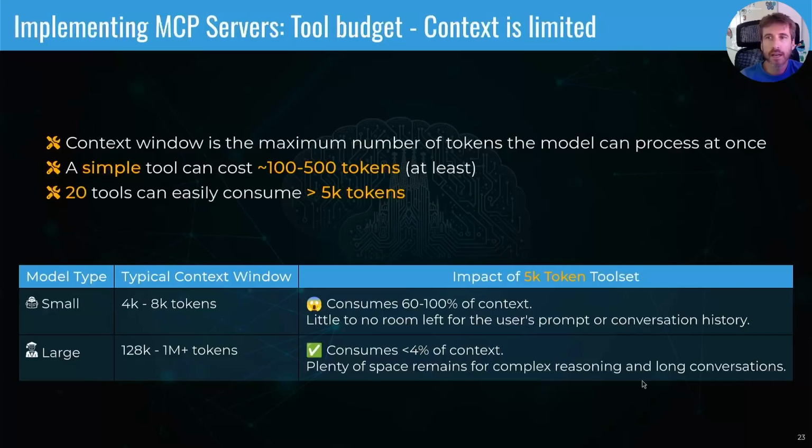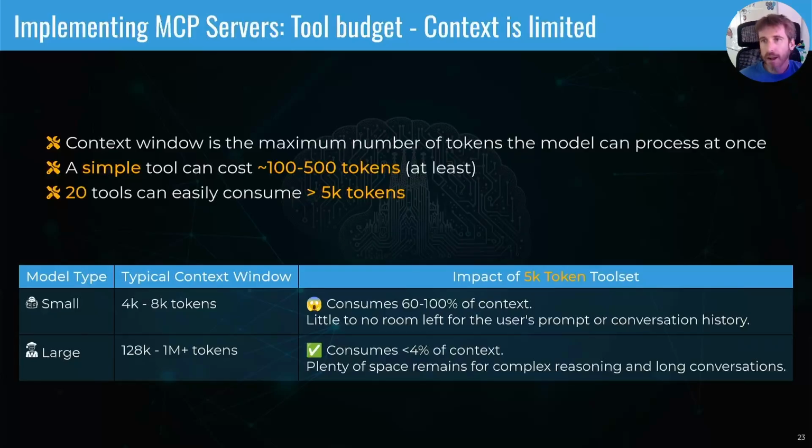So let's consider that a simple tool can cost between 100 and 500 tokens at least. If we have 20 tools, we can easily consume more than 5,000 tokens of that context window just by the tool definitions. So if we are running a small language model, maybe this context window is 4,000 or 8,000 tokens, maybe 16,000 tokens. We're talking that just by having 20 tools, we are consuming around 60 to 100% of this context. So we won't have room left for the user prompt, especially if it's a little bit complex, or even for follow-up requests or prompts, right?